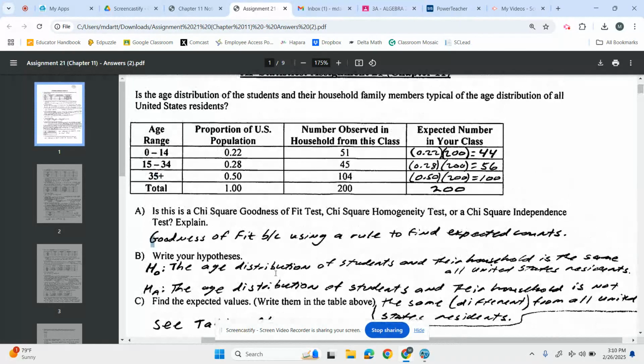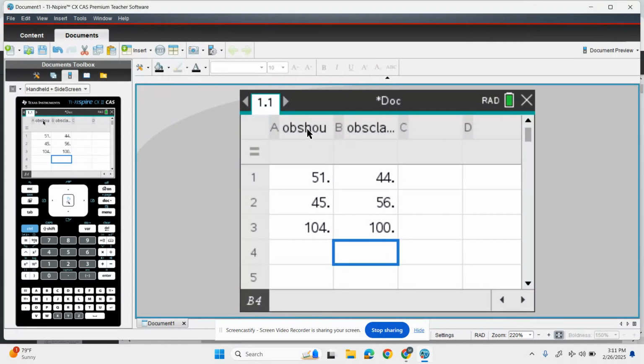Now, if you notice now, I have my list of observed data. This is what actually happened. This is what I would have expected to happen. So I'm going to come over here to my calculator, and you see I put the observed in this list. I put the expected. This is what I would have thought would have happened.